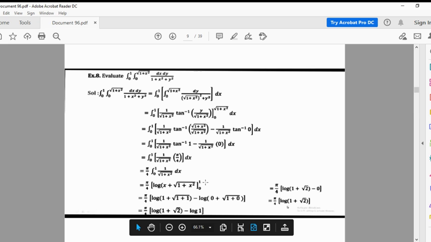So first we have to take x is equal to 1. So log of 1 plus under root of 1 plus 1. And now we can take the second limit, log of 0 plus under root of 1 plus 0. That is log 1. Log of 1 plus root 2 minus log 1. That is pi by 4 log of 1 plus root 2. That's the answer.